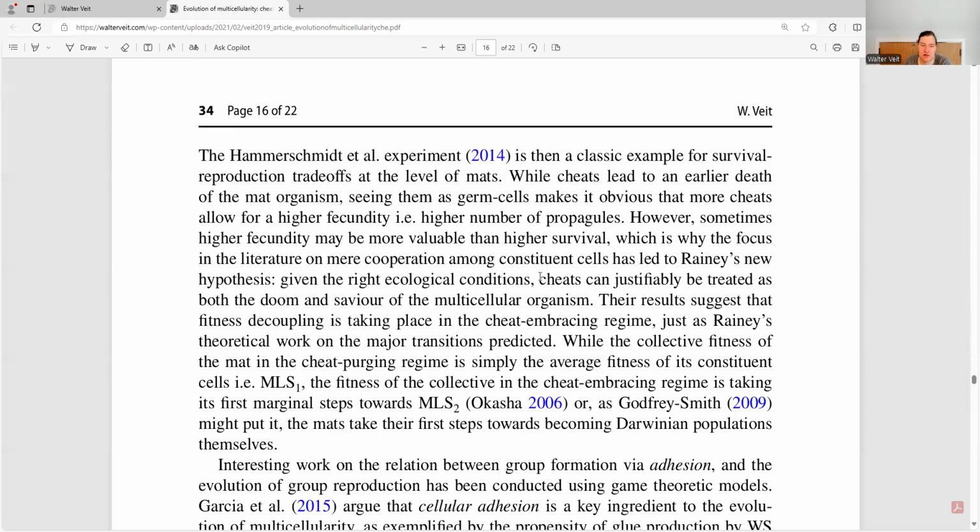The results suggest that Weismann decoupling is taking place in the cheat embracing regime, just as Rainey's theoretical work on the major transitions predicted. While the collective fitness of the MAD in the cheat purging regime is simply the average fitness of its constituent cells, that is multilevel selection 1, the fitness of the collective in the cheat embracing regime is taking its first marginal steps towards multilevel selection 2. As Okasha 2006 or Godfrey-Smith 2009 might put it, the MADs take the first steps to becoming Darwinian populations themselves.